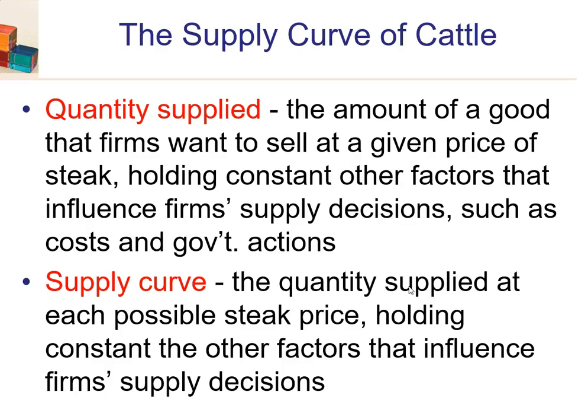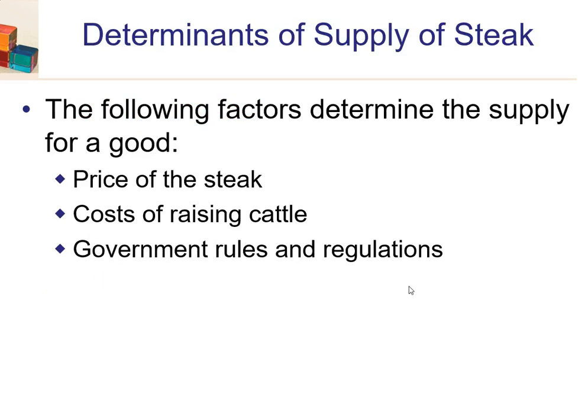The supply curve is going to graph the quantity supplied at each possible steak price. It will hold constant many other factors that influence our ability to supply cattle or steak. What are these supply determinants? Well, here's a partial list of 3 of those items, including the price of steak, the cost of raising cattle, and government rules and regulations.